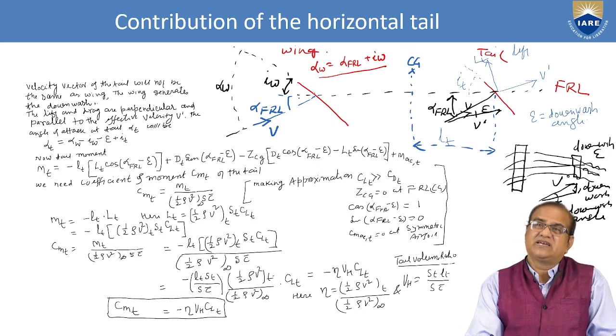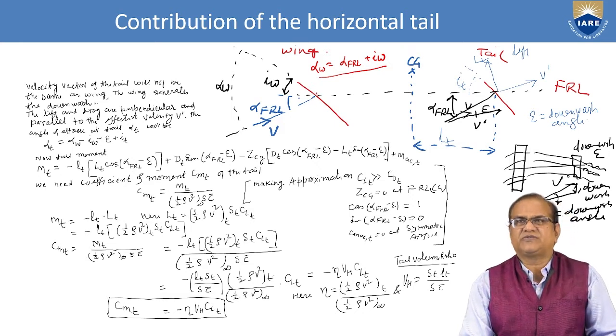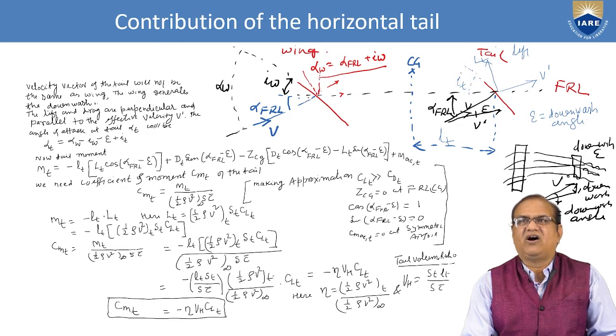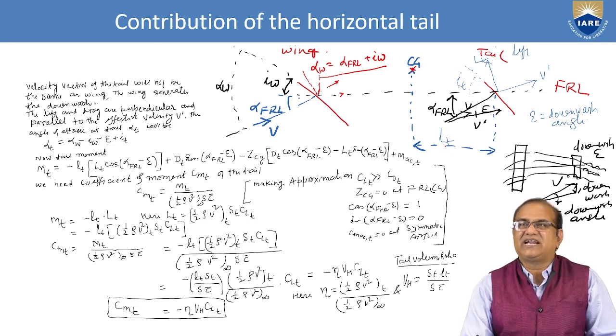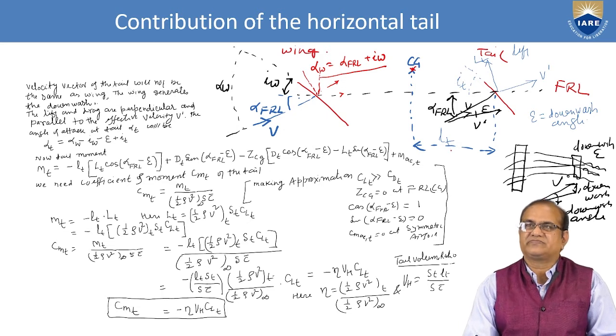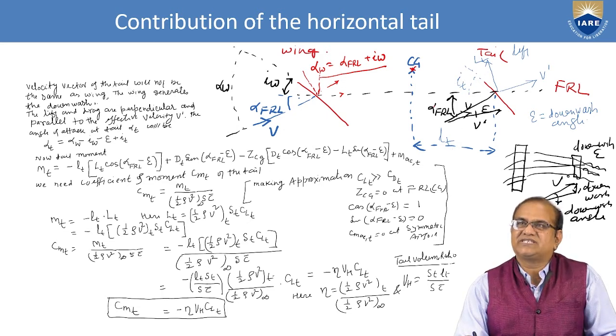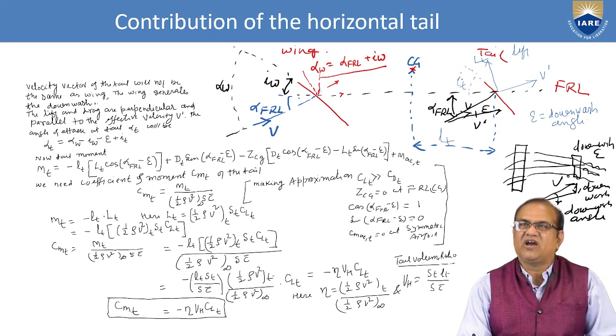In the previous lecture, we have discussed these forces L, D, and we want all these forces in the horizontal and vertical direction. So here we can see the CG, and from this CG to the aerodynamic center of the tail is LT, and this LT is called the tail moment arm. And here we have the same alpha FRL, and we have a tail setting angle IT.